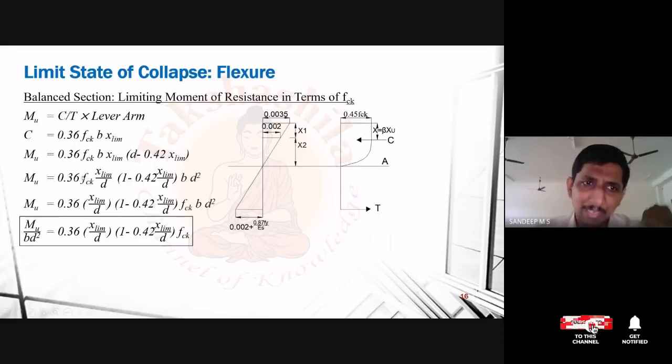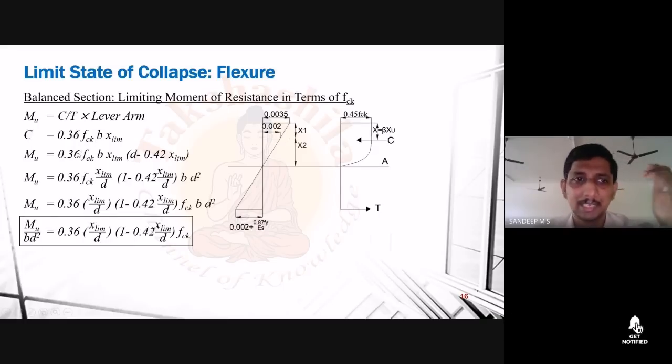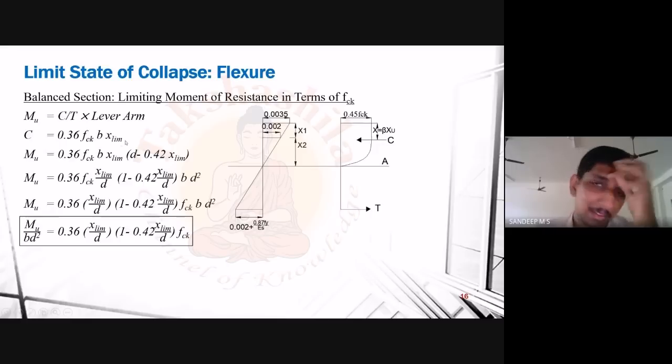But in this derivation, at least I am sticking to the value of compressive force. So again, as per our general expression, moment of resistance is equal to C or T into lever arm. In this case, both will be reached at the same time. That is what we call a balanced section. And again, you know that the value of C is equal to 0.36 FCK B into XU. So our general expression for total compressive force was 0.36 FCK B into XU.